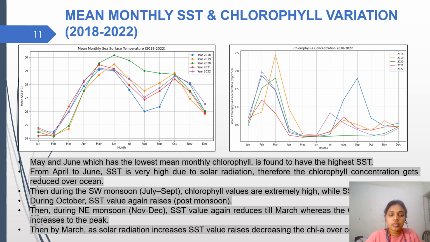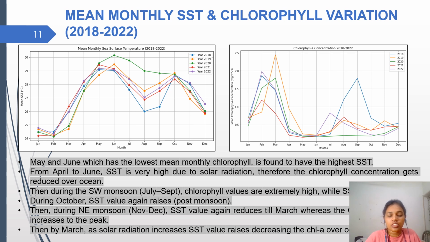We can see that May and June, which have low mean monthly chlorophyll values, have the highest SST. From April to June, SST is very high due to solar radiation, and the chlorophyll concentration is reduced over the ocean. Then during the southwest monsoon, chlorophyll values are again extremely high, where the SST is reduced. By October, post-monsoon, the SST begins to rise. Then during the northeast monsoon, the SST again reduces till March, where the chlorophyll concentration increases to the peak.